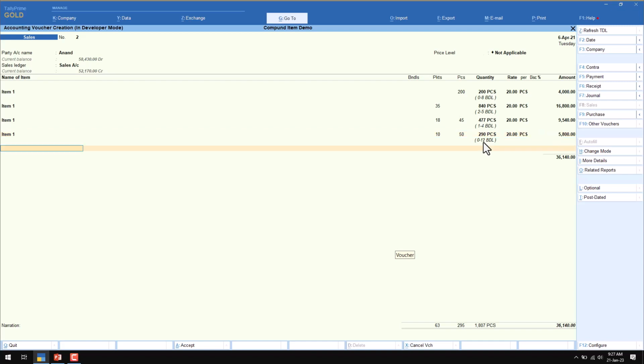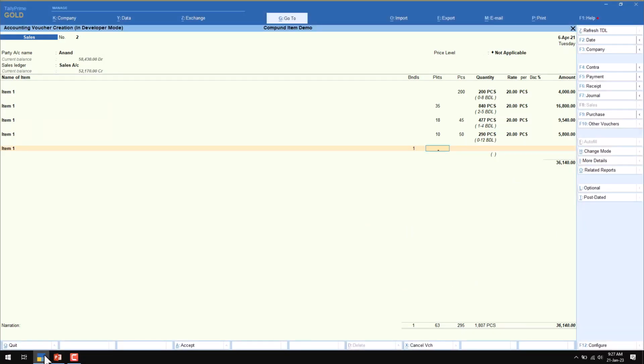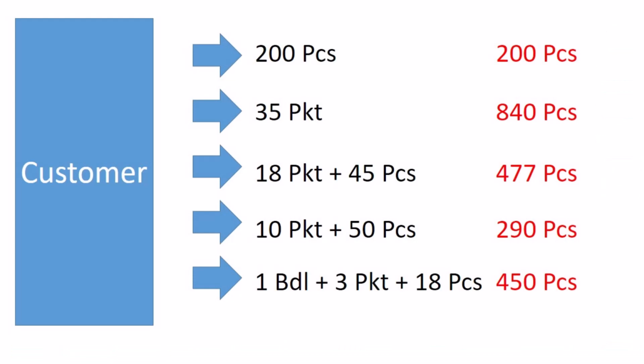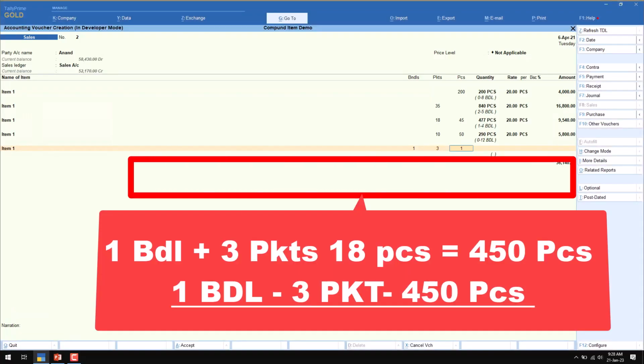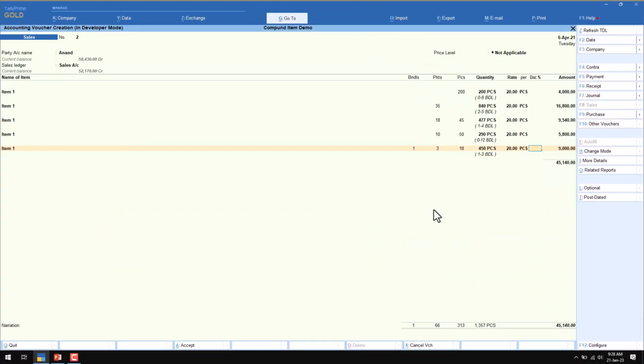And the final scenario comes here, a combination of all our things: here 1 bundle, 3 packets and 18 pieces. So when a customer needs 1 bundle, 3 packets and 18 pieces, it automatically converts to 450 pieces. Is this the easiest way to enter all the transactions here?